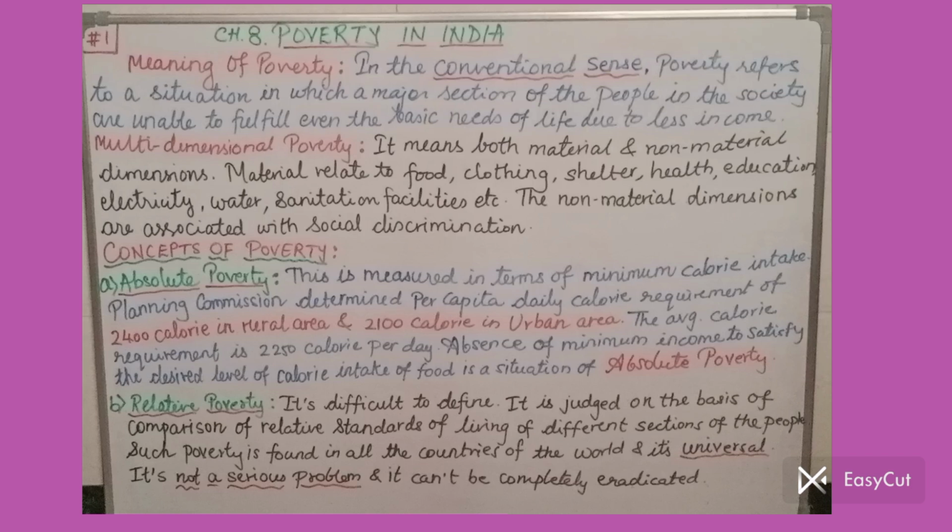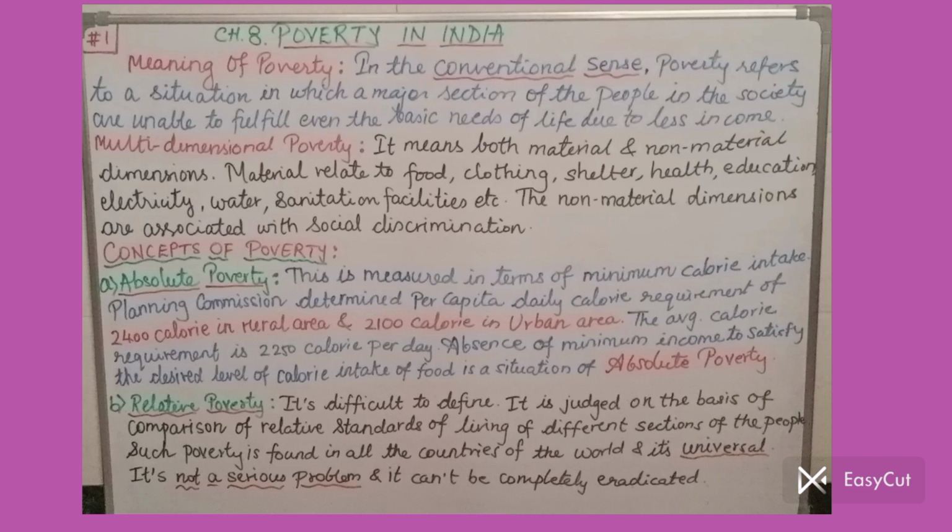I repeat the meaning once again in short. We consider the meaning of poverty in two senses. In the conventional sense, the old pattern, poverty refers to a situation in which a major section of the people in society are unable to fulfill even the basic needs of life due to their insufficient income, or less income. If basic needs are not fulfilled, then people are said to be living in poverty. That was the old criteria.